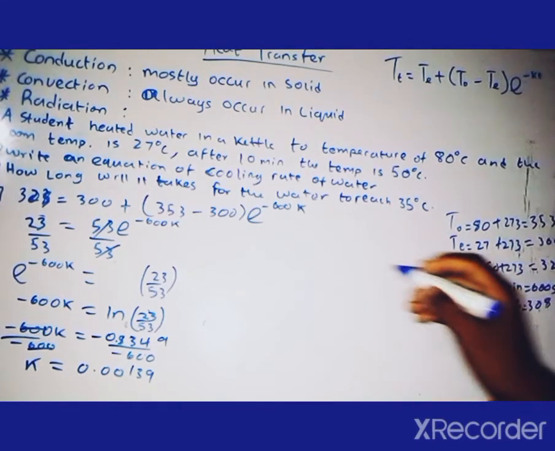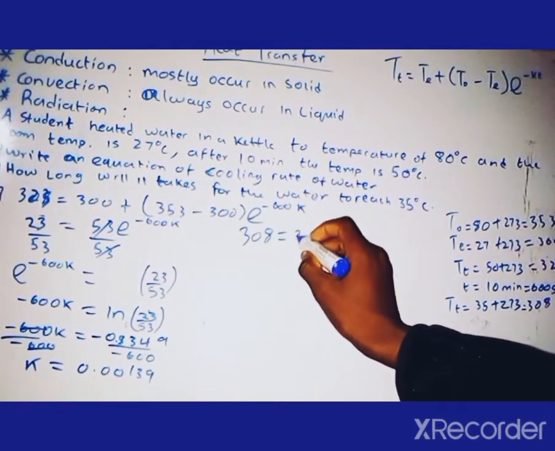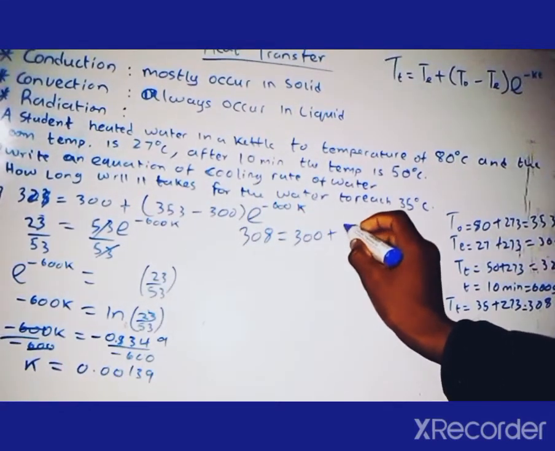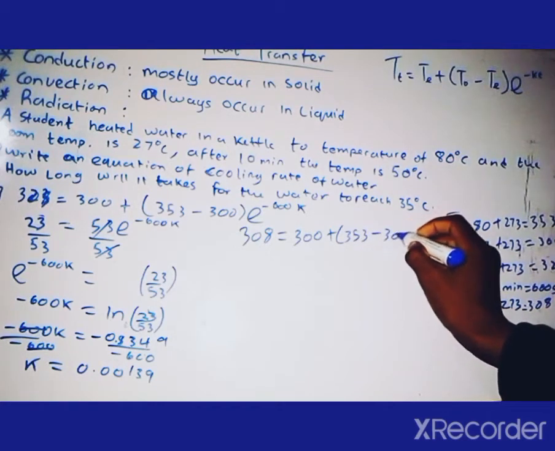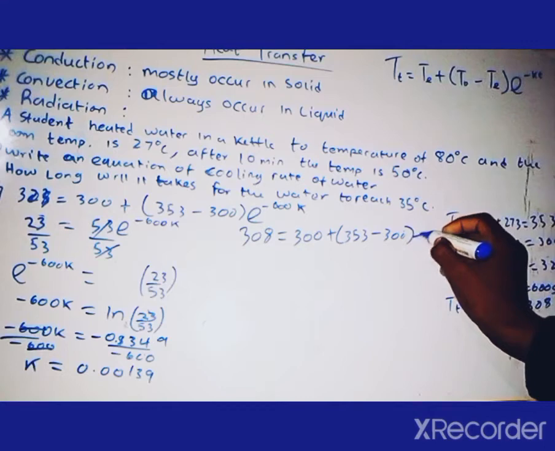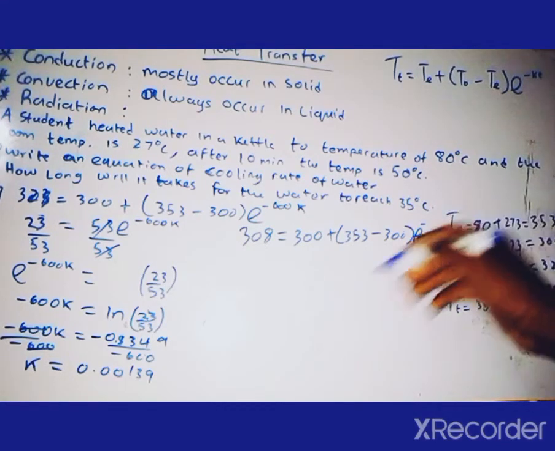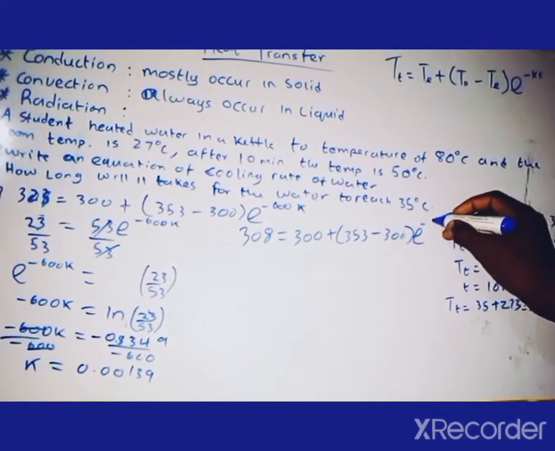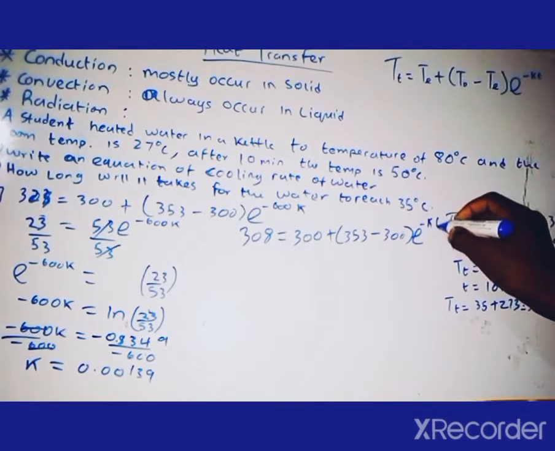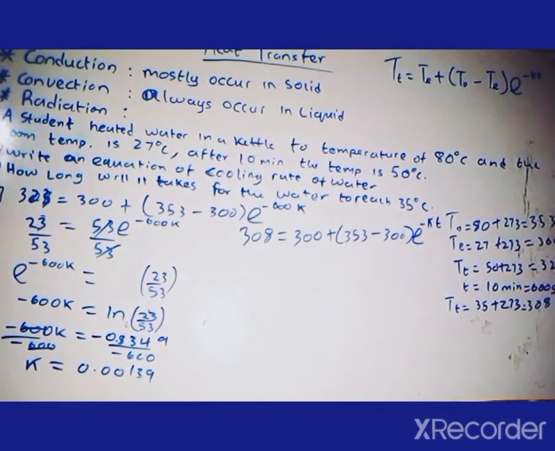Now the new T will be 308. So inserting 308 here, we now have 308 equal to what? 300 plus what? 353 will still remain the same, minus what? 300 raised by what? Exponential raised by minus what? It will not be minus 600 again because we are looking for the time. So it will now be minus kt. So inserting our value of k here, we now get our answer.